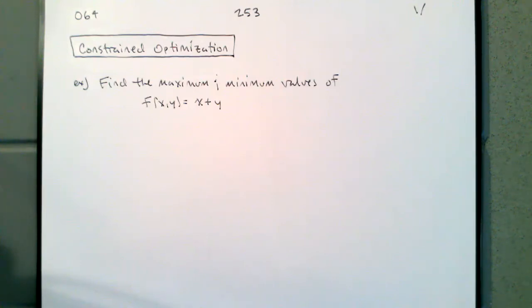So what we're going to do is subject this function to some constraints. So let's find the maximum and minimum values of f of x, y equals x plus y on the circle x squared plus y squared equals 9.